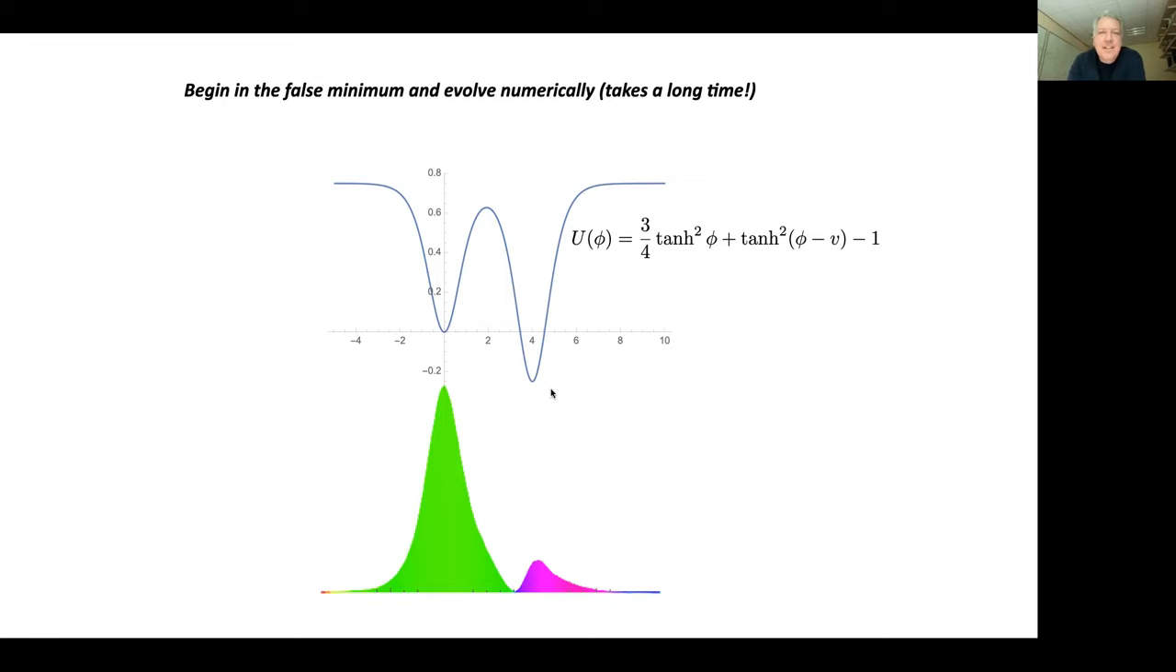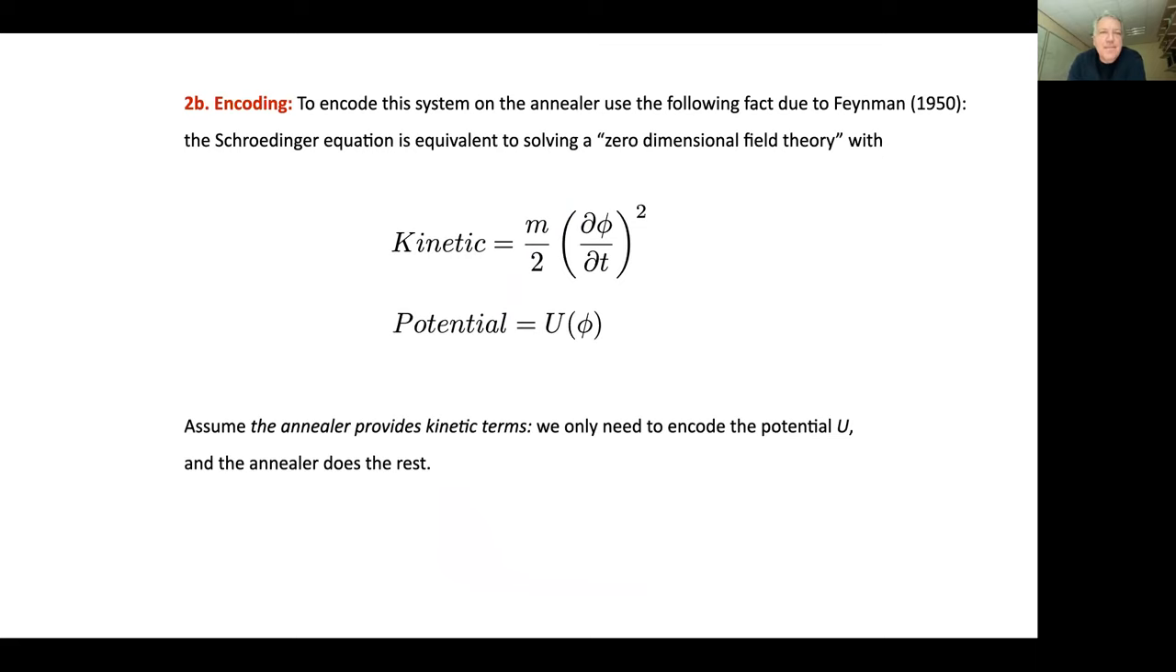Right, so we want to try and do the same thing on the annealer. So how do we go about doing that? The first thing we're going to do, we think of it as a zero space dimensional field theory. In other words, the phi, we're just thinking of as a field, and the t is the time. There's no x. And so we're just thinking of it as a zero space dimensional field theory.